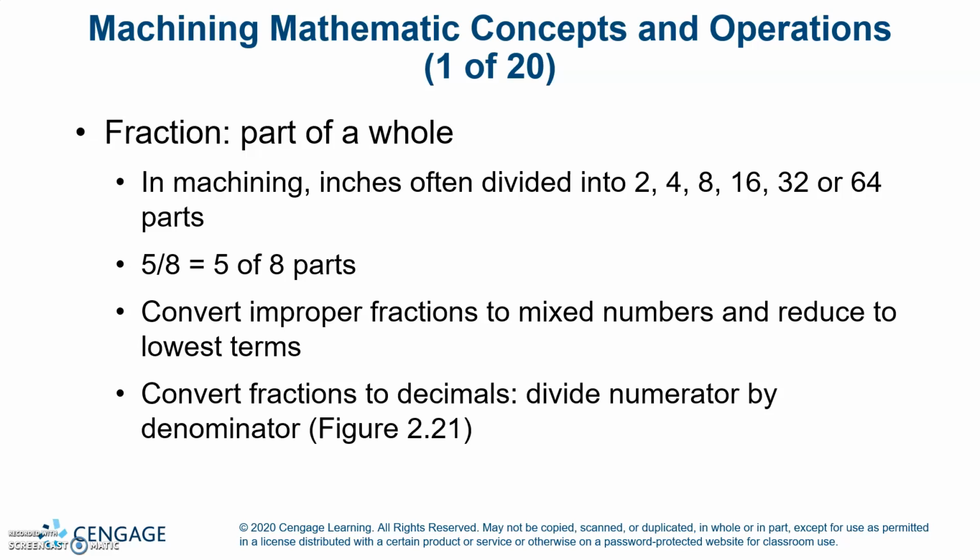Fraction: part of a whole. In machining, inches are often divided into 2, 4, 8, 16, 32, or 64 parts. 5/8 is equal to 5 of 8 parts. Convert improper fractions to mixed numbers and reduce to the lowest terms. Convert fractions to decimals: divide the numerator by the denominator.